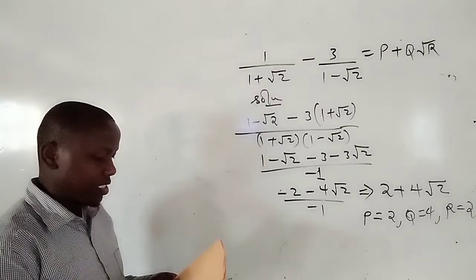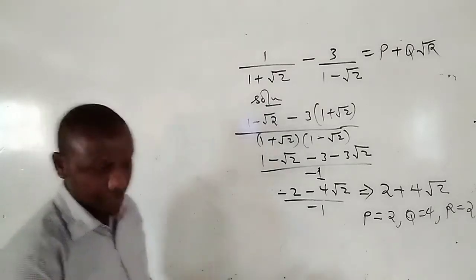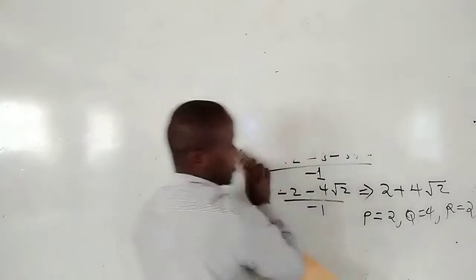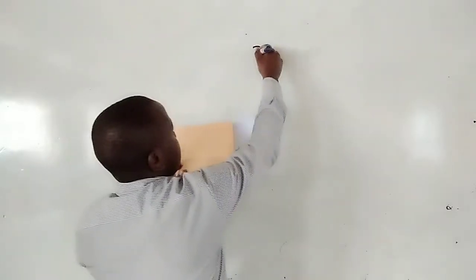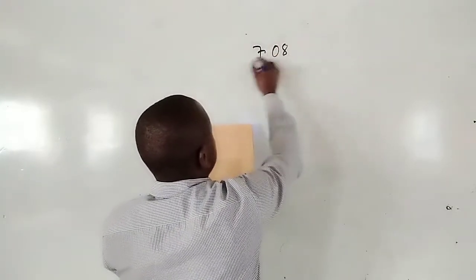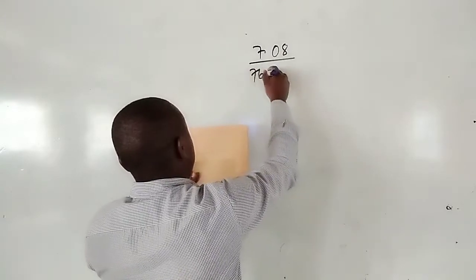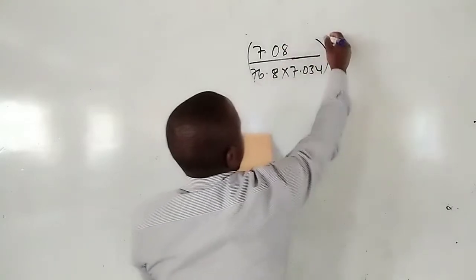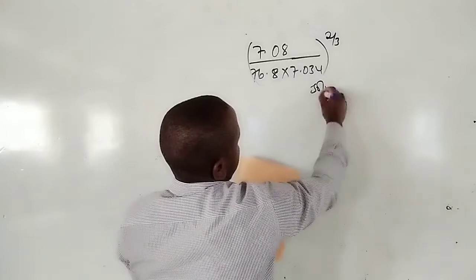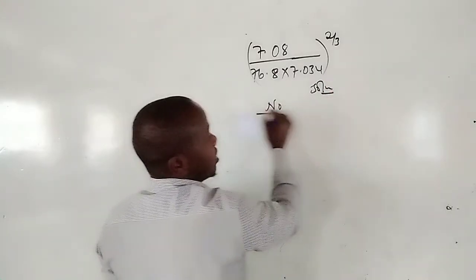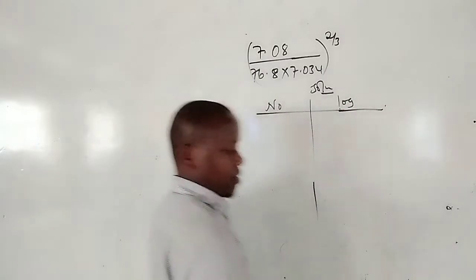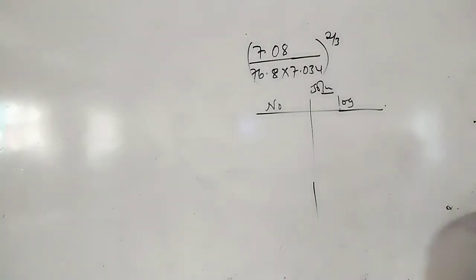Use logarithms to evaluate: 7.08 divided by 76.8 times 7.034 raised to power 2 over 3. So we organize this one into number and logarithm.